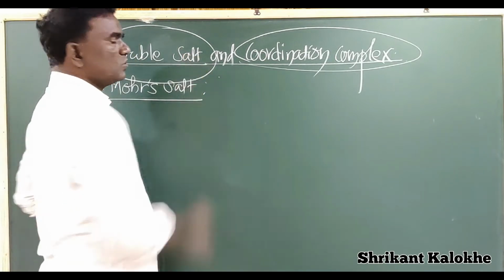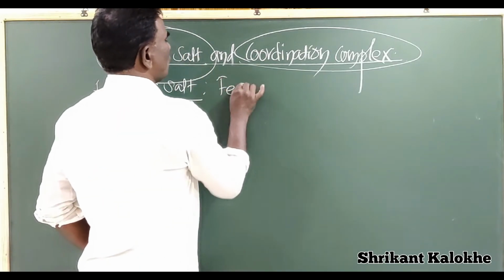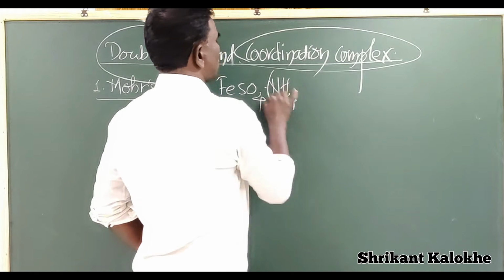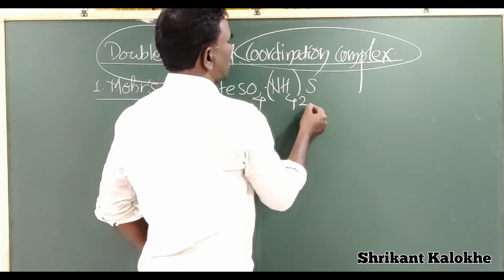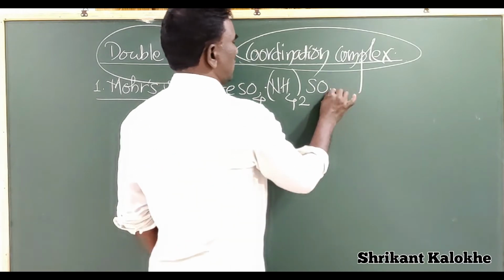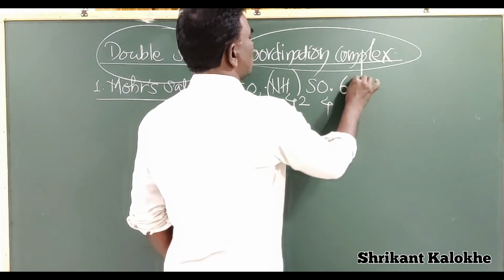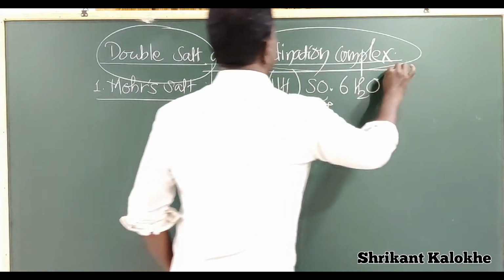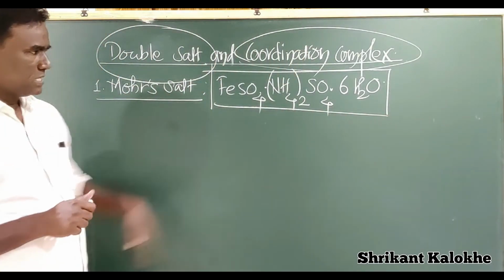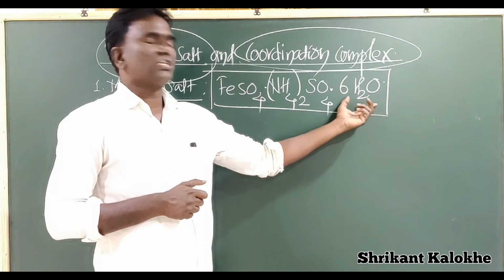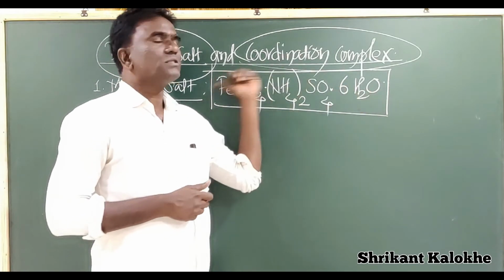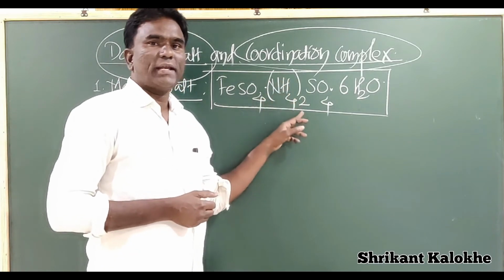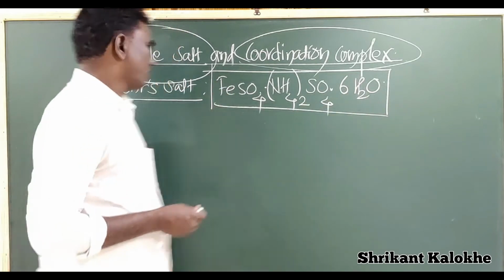The formula of this Mohr's salt is FeSO4.(NH4)2SO4.6H2O. It means this Mohr's salt is a hydrated salt. There are 6 water molecules. That's the water of crystallization which is necessary for the crystals of this salt. So its formula is FeSO4.(NH4)2SO4.6H2O.